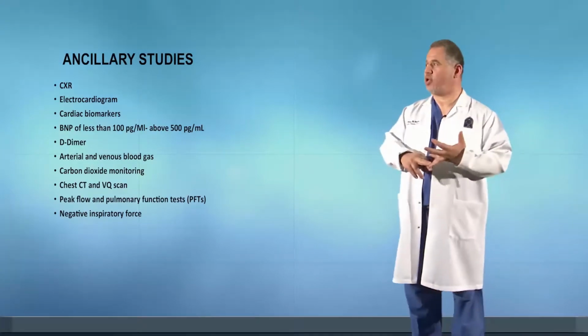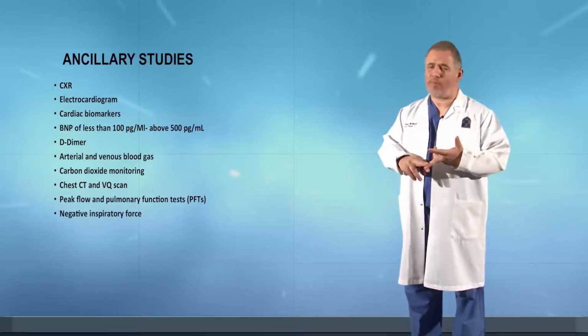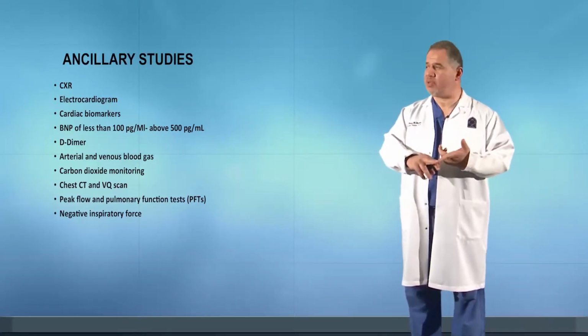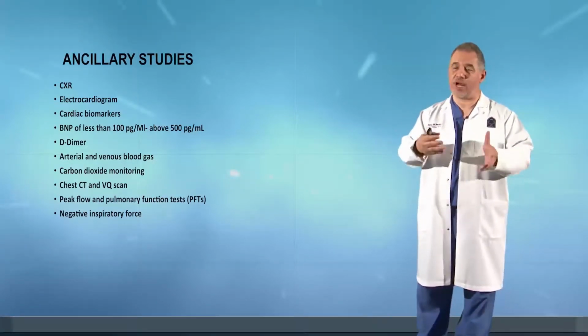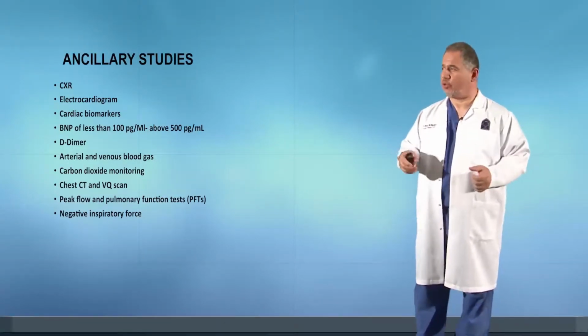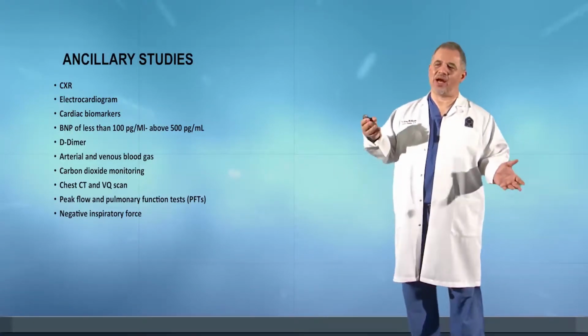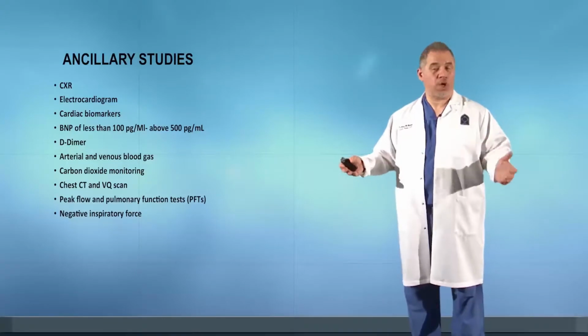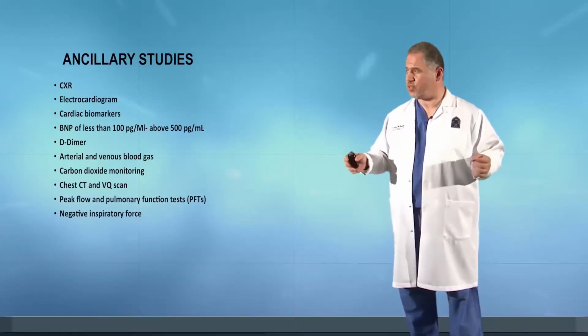I can do an electrocardiogram. I have lab tests like cardiac biomarkers. I can check a pro-BNP to see if the patient has congestive heart failure. I can do D-dimers to see whether or not this would help me discern pulmonary embolism diagnosis. I can do blood gases and see exactly how much hypoxemia the patient has. Maybe the patient has carbon monoxide poisoning. Blood gases will show you that, not the pulse oximetry.